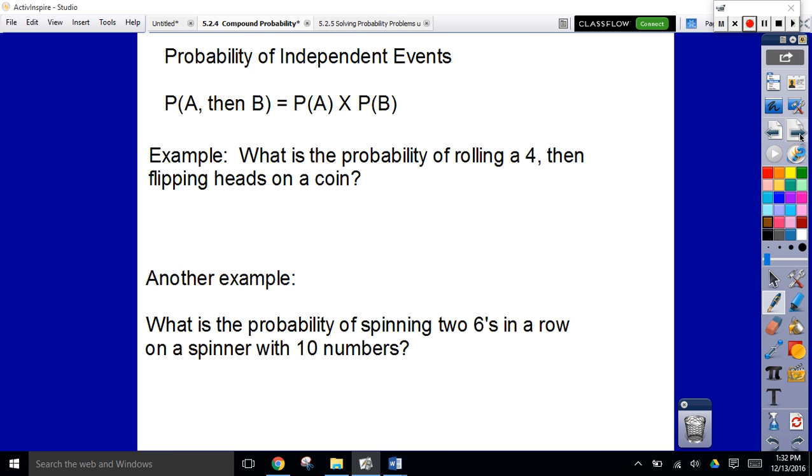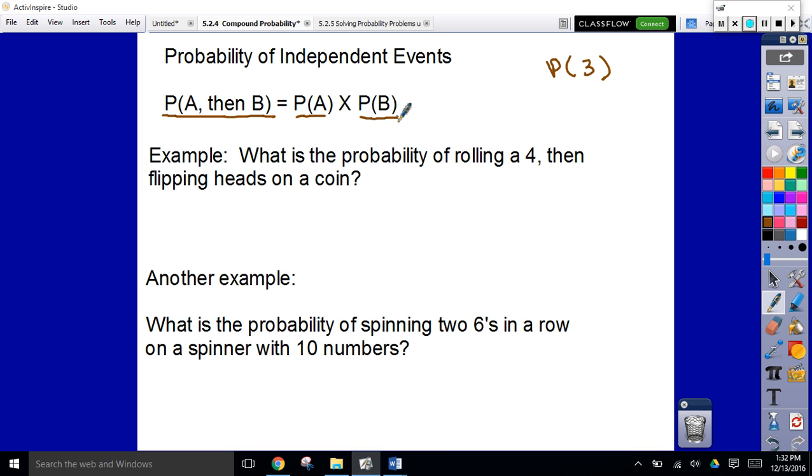Okay, to find the probability of independent events, when we have a P and then something in parentheses like we did on the quiz. On the quiz, we had something that looked like this. It said P parenthesis 3. That meant the probability of getting a 3. So this means the probability of event A happening and then event B happening. And to find the probability that those two things are going to happen in a row, we just multiply the probability. So we multiply the probability of the first thing happening times the probability of the second thing happening.